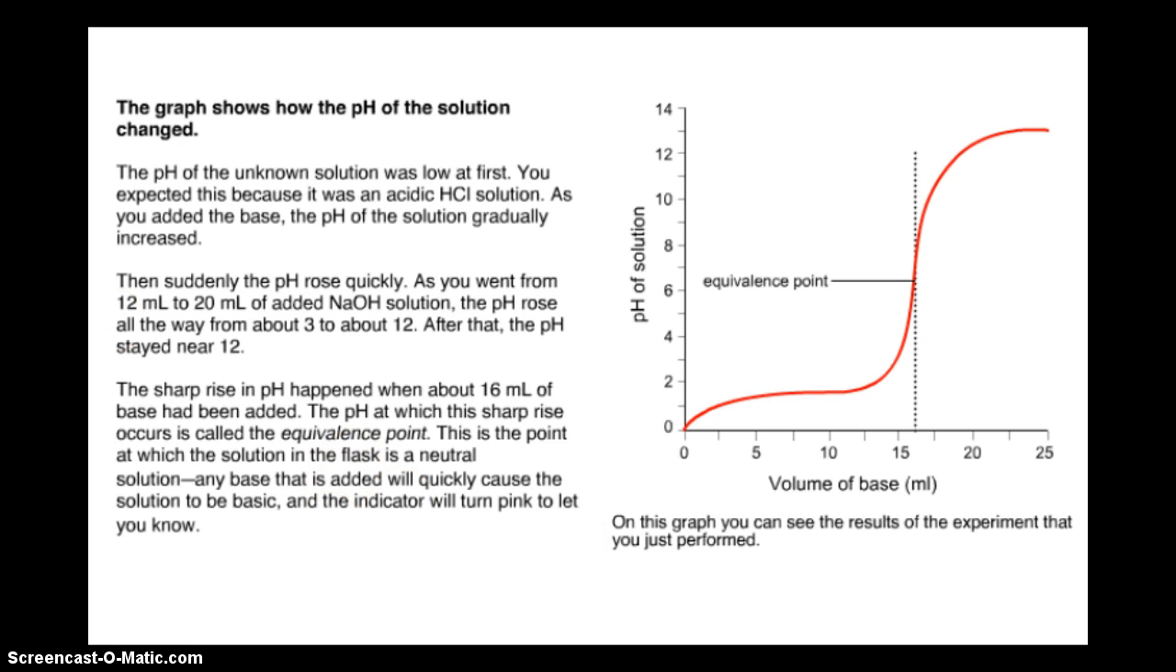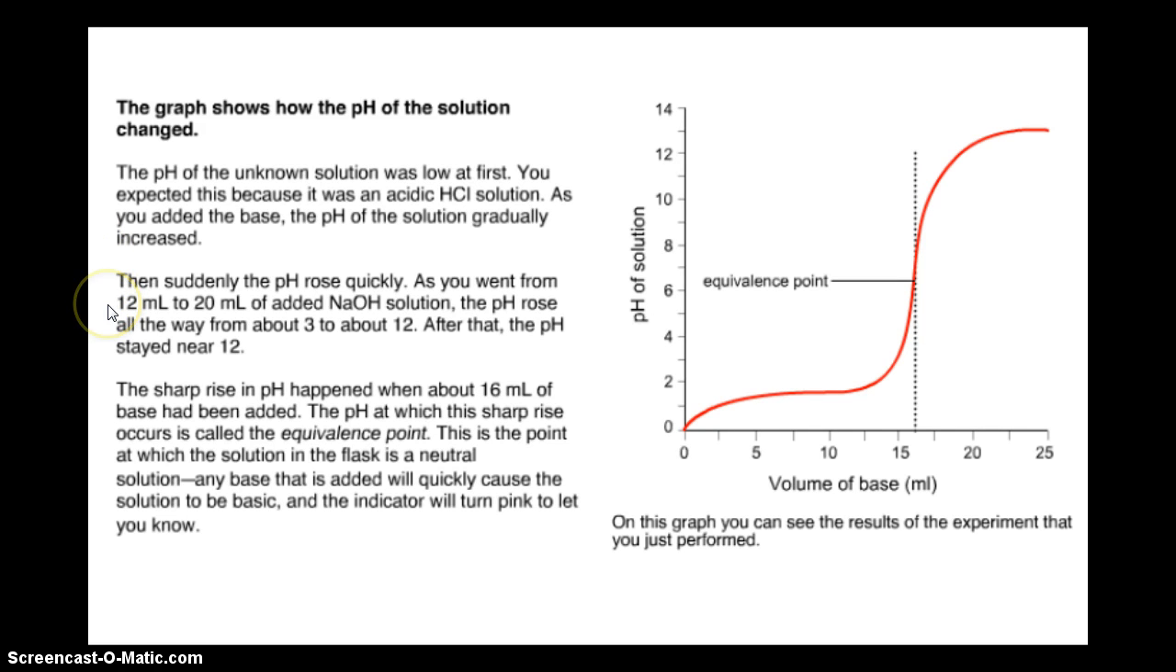The graph shows how the pH of a solution changed. The pH of the unknown solution was low at first. You expected this because it was an acidic hydrochloric acid solution. As you added the base, the pH of the solution gradually increased. Then, suddenly, the pH rose quickly.